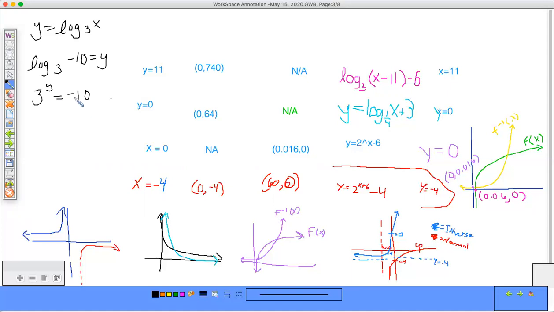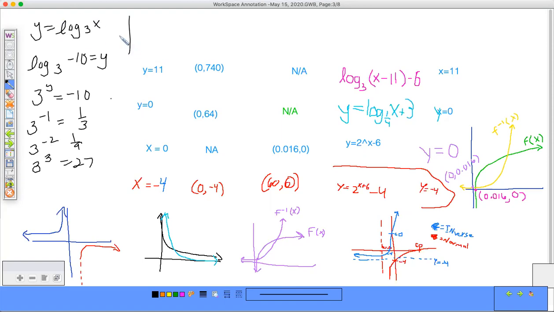There is nothing in the real number system that allows that, because no matter what value you put in for y, it comes out to be a positive number, whether you put a -1, a -2, or 3. 3 to the -1 is a third, 3 to the -2 is a ninth, 3 to the third is 27. So all of your answers are positive.